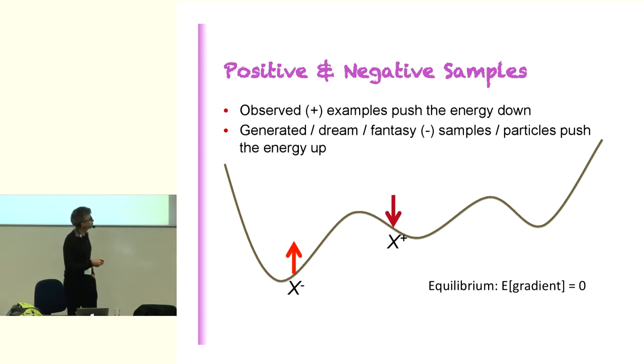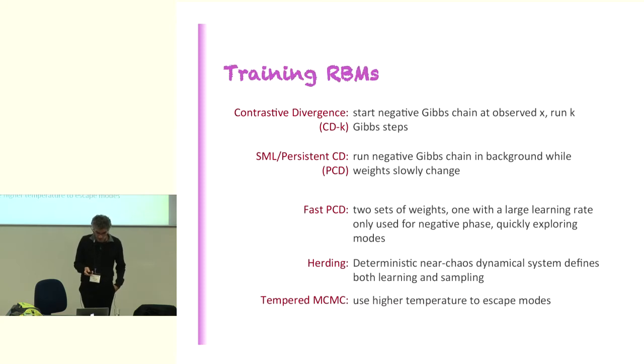So in this picture, we have two kinds of examples: the data, and these x minus, which is a sample from the model, also called generated or dream or fantasy samples or particles. And there are different ways we can generate these negative examples. The first algorithm that was proposed is called contrastive divergence, and it obtains this x minus by starting a Gibbs chain, which I explained earlier, at one of the examples, and then letting the chain go for k steps, and that gives us an x minus.